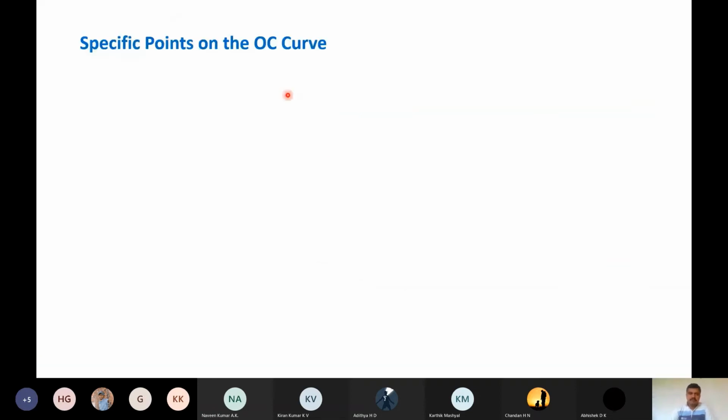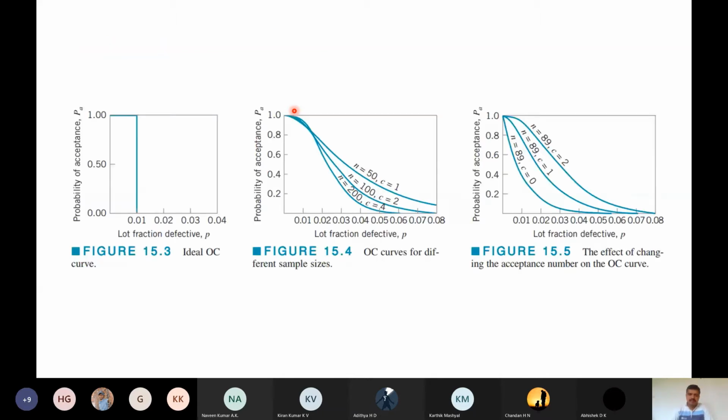So in the previous class we also discussed the OC curve. That means the operating characteristic curve. Here we plot lot fraction defective on the x-axis and probability of acceptance on the y-axis. In the previous class we discussed a few aspects related to OC curves. On the x-axis we are considering lot fraction defective.